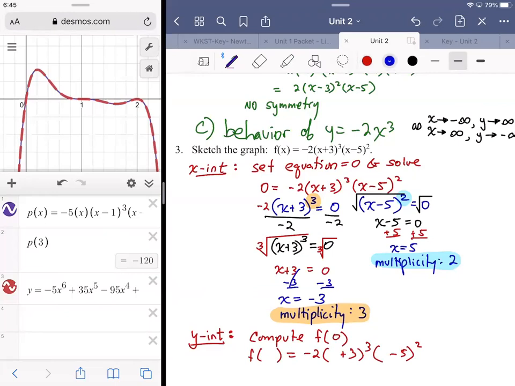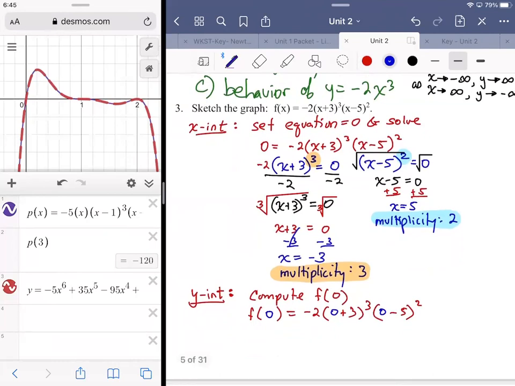So everywhere I have an x in my original function, I replace it with a 0 and simplify. So I got my -2, 3 cubed, 0 plus 3 is 3. Cubed is going to be 27. 0 minus 5 is -5, but -5 squared, -5 times -5, is positive 25.